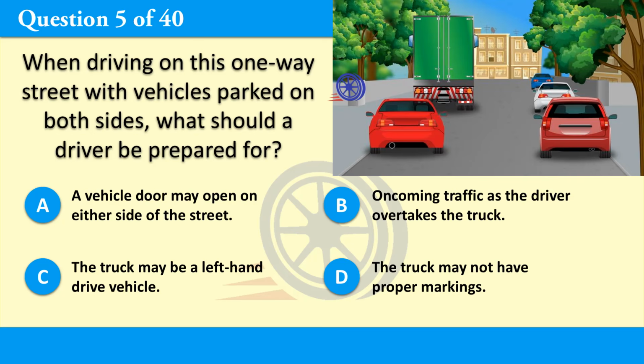When driving on this one-way street with vehicles parked on both sides, what should a driver be prepared for? A. A vehicle door may open on either side of the street. B. Oncoming traffic as the driver overtakes the truck. C. The truck may be a left-hand drive vehicle. D. The truck may not have proper markings.